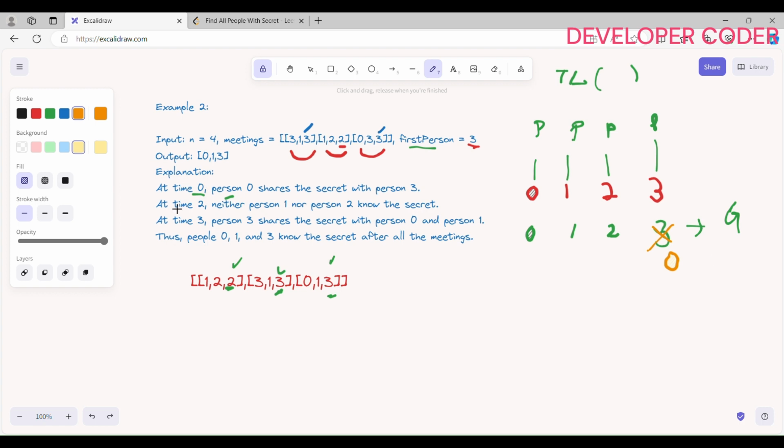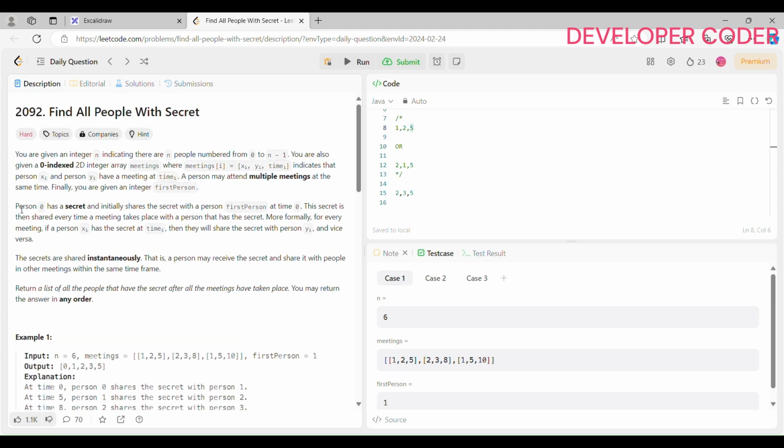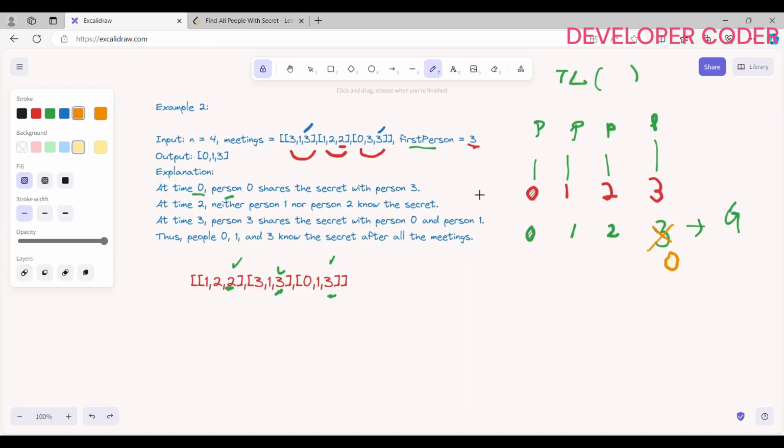See here, from the problem it is clear that 0 knows the secret. Person 0 has a secret, and initially it is going to share the secret with the first person at time 0. So if 0 is going to share the secret with the first person, then they should be in the same group, right? So I have placed this person 3 in group 0 here, because this person now knows the secret. That is why I have placed it here.